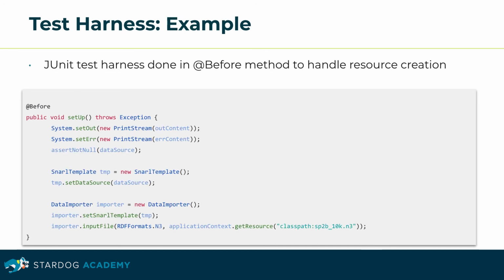This example actually comes from the Stardog Spring test suite and demonstrates setting up the data source with an embedded server that was injected into the application context that we saw on the previous slide. So for every test run, this before method will set up our simulated server environment, making sure that the data source is not null and creates the Snarl template. It also adds in some data, so that prior to each test, we will begin with a clean data set.